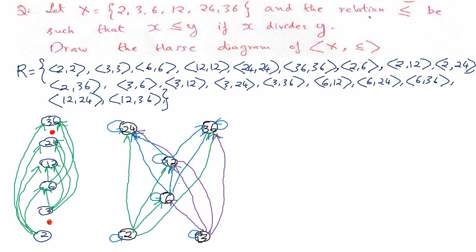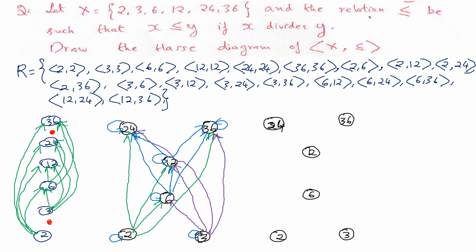Okay, so what is the next step? Next step is to remove the reflexive and transitive. So you represent it as it is. This is 2, this is 3, this is 6, this is 12, this is 24, and this is 36. Now reflexive you remove, that 2 to 2, 3 to 3, all the self loops that are there. You remove that.